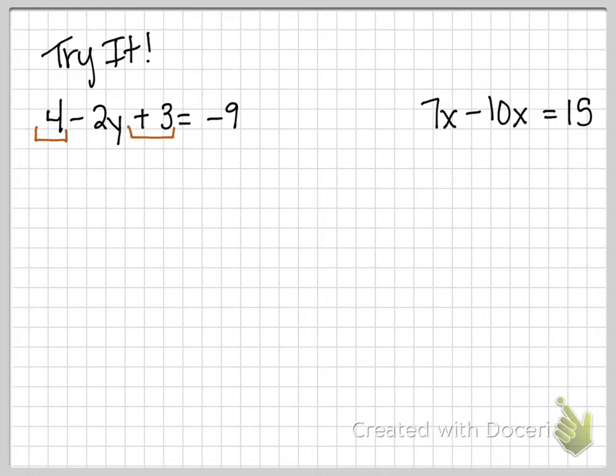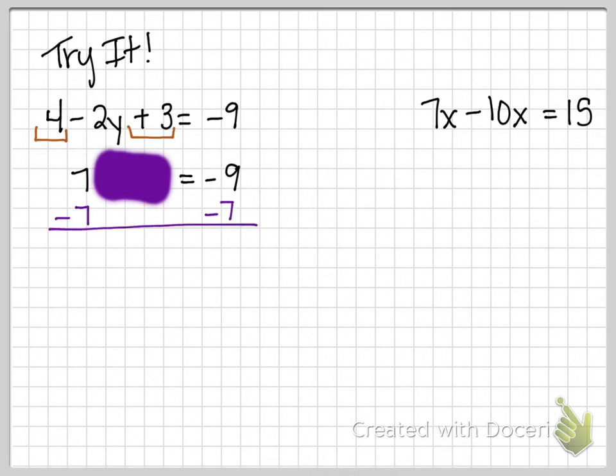We can combine our constants. So 4 plus 3 is 7. And negative 2y does not have any like terms, so that's just going to get brought down. Everything else gets brought down. Now we can follow our rules for two-step equations, cover up our variable term, and we just have a positive 7. So to get rid of that positive 7, we'll subtract 7 on both sides.